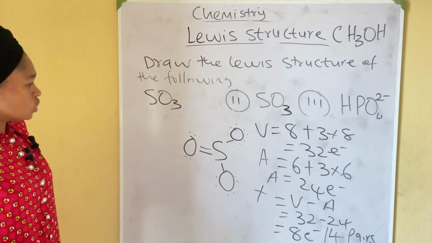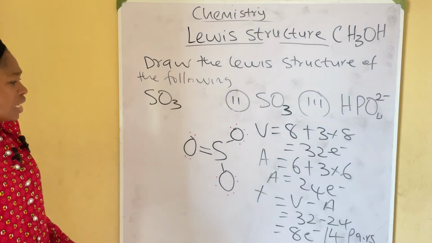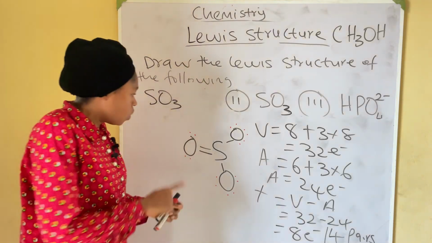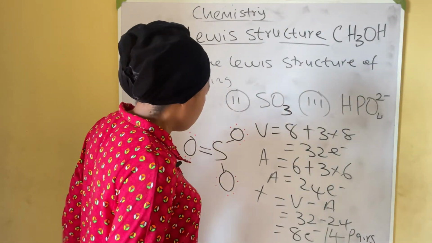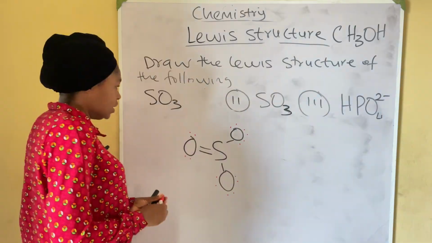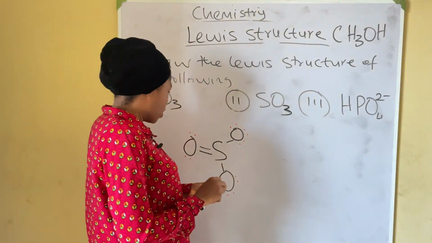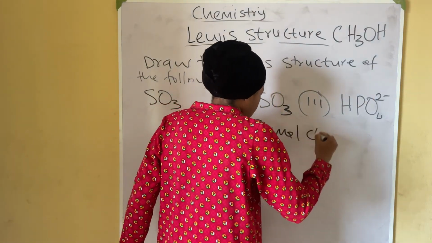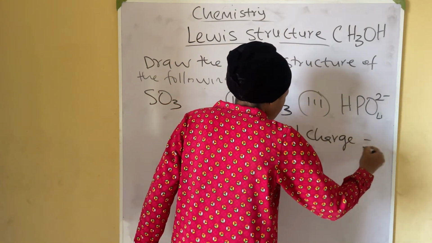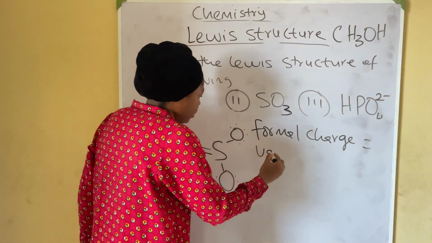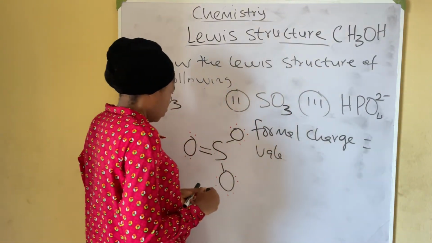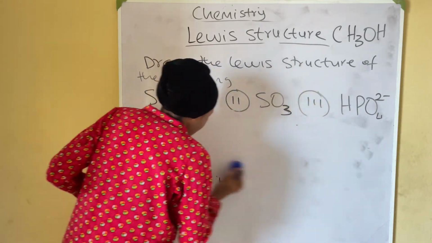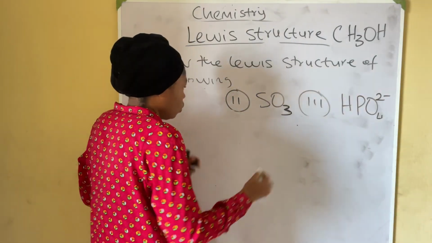Another thing I'm going to look at is calculating what we call formal charge. We're going to calculate the formal charge on this molecule. The formula for calculating formal charge equals valence electrons. Let me put it here. So this is our structure.